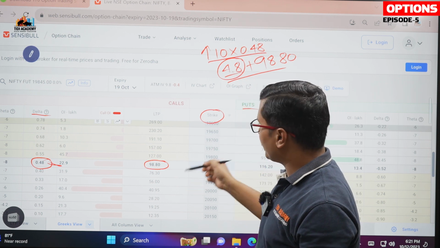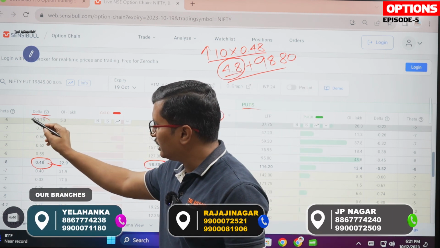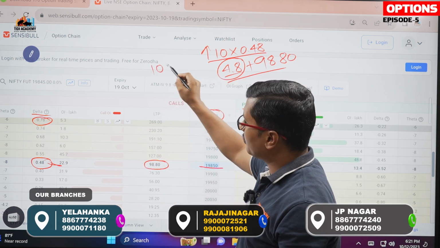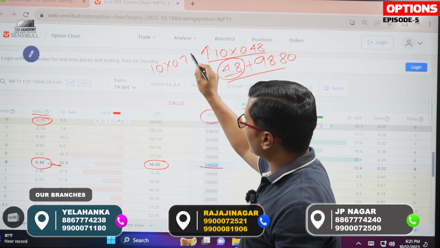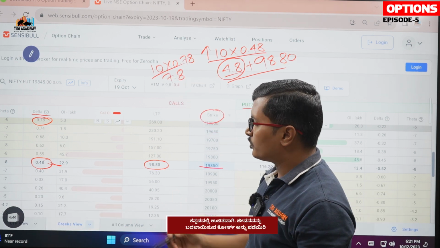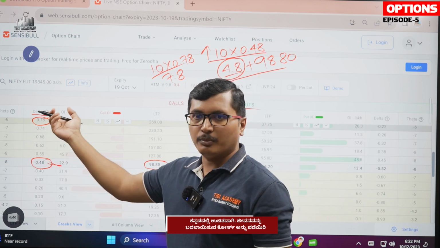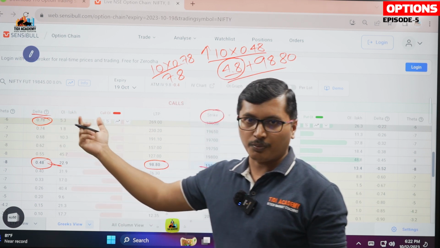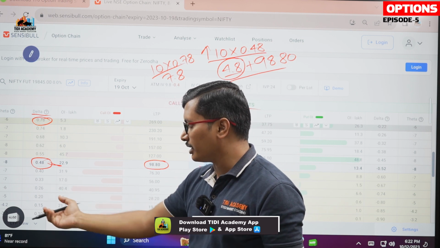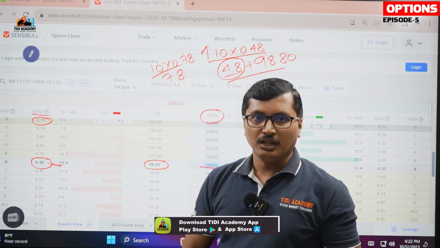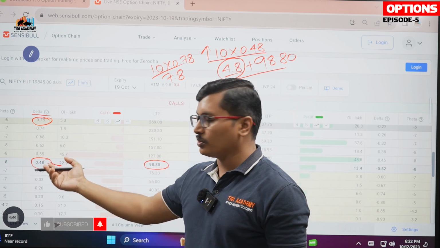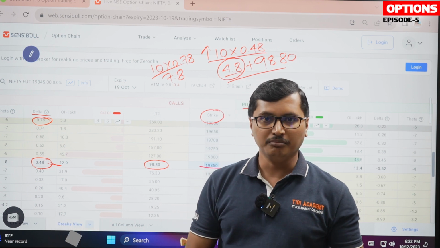In the same way, if you go in the money on the call side and the market moves the same 10 points, you get a profit of around 0.78 into 10, which will be 7.8. As and when you go deep in the money and buy, you get more profit, and when you go deep out of the money or out of the money, you will get minimal profit. So what we suggest is to go at the money so that your profit and loss will be minimal.